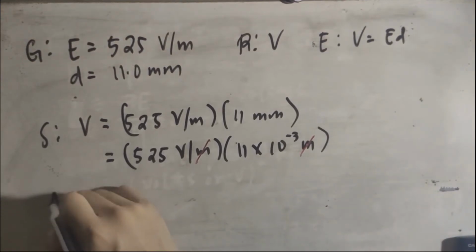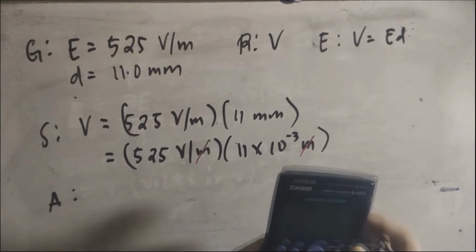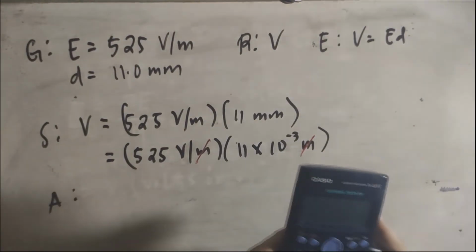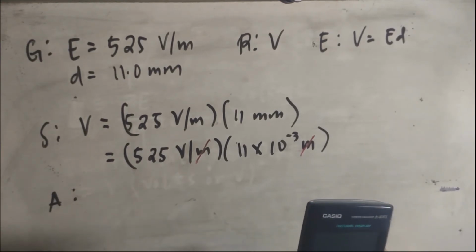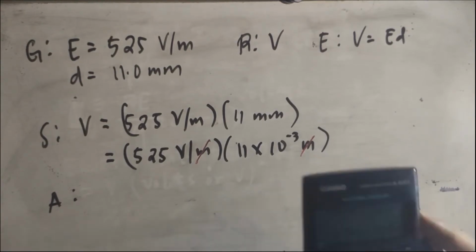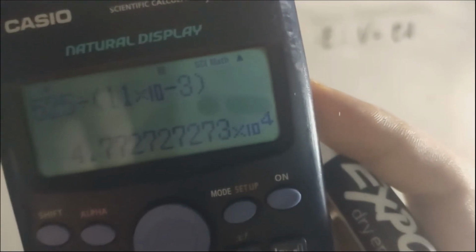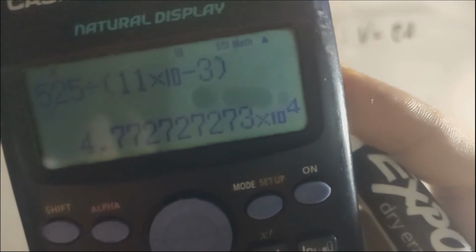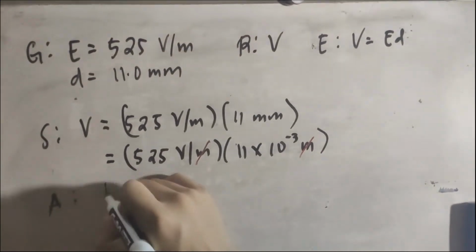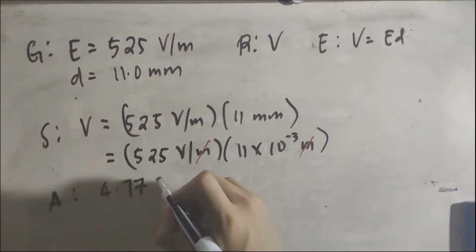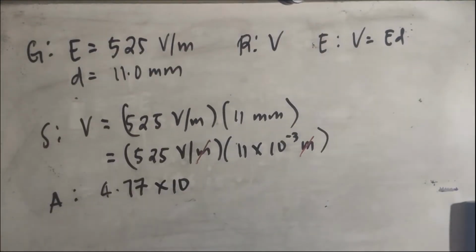Then that's it. Just input the values on your calculator. That would be 525 times 11 times 10 raised to negative 3. It's equal to 4 point, can you see the value? That would be 4.77, so we round it and it stays the same. So that would be 4.77 times 10 raised to 4. Then the unit would be volts.